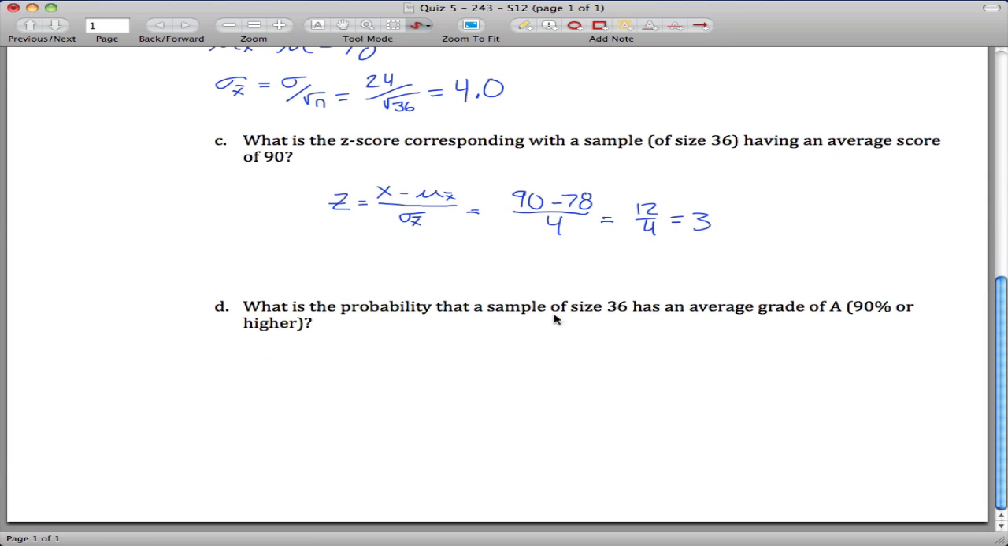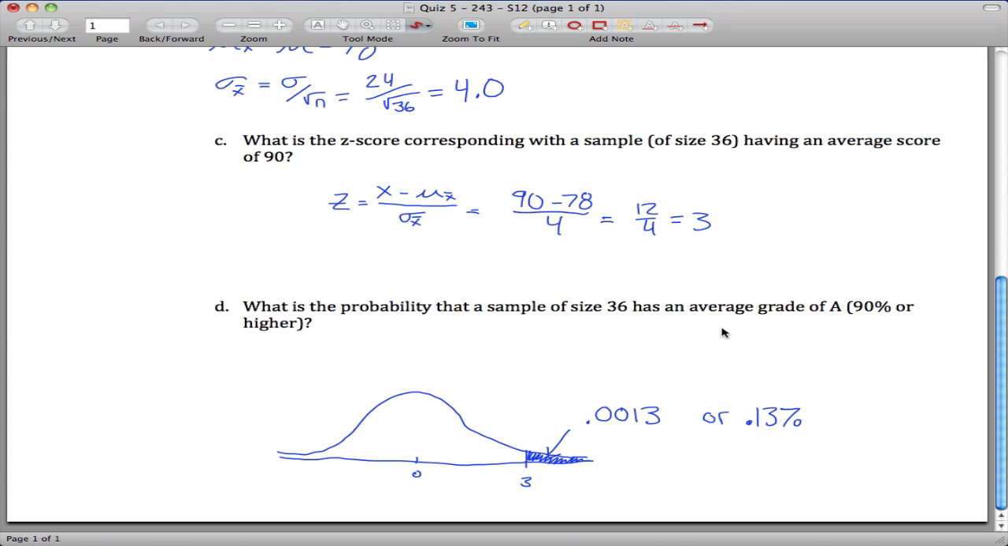What is the probability that a sample size of 36 has an average grade of A, 90% or higher? Okay, so what we got here is a picture like this. And what we're saying is if our z-score here is 3, what is the probability that we're in this shaded region right here? And you can find that by looking up a z-score of 3.0 in your calculator or by using your stat function in your calculator. Either way, the answer that you'll get is 0.0013 or 0.13%.